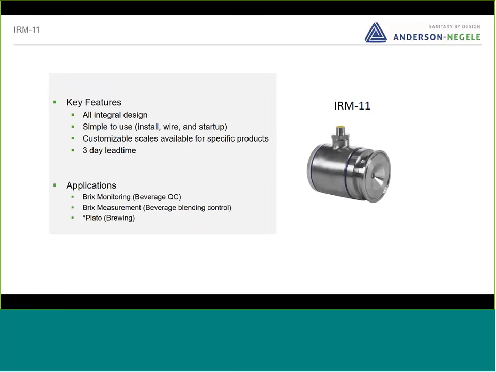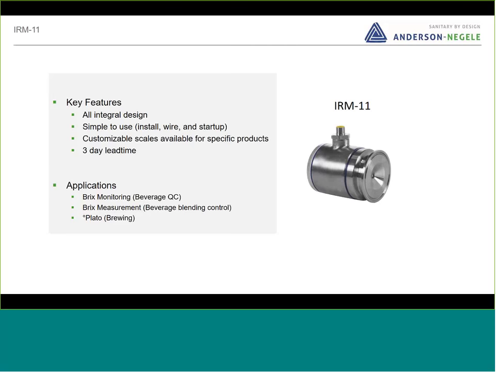So the IRM key features: if you talk to people who have experience with refractometers, they tend to be large, two-component devices, a bit bulky. The IRM is very small, an all-in-one integral design. So you've seen a lot of this coming from Anderson-Negele in our product designs, is we tend to want to make them more sensor-like. So we make it compact, make it simple.